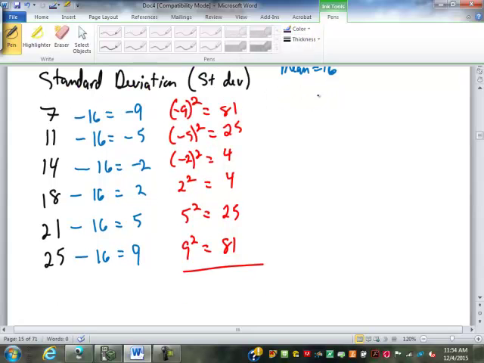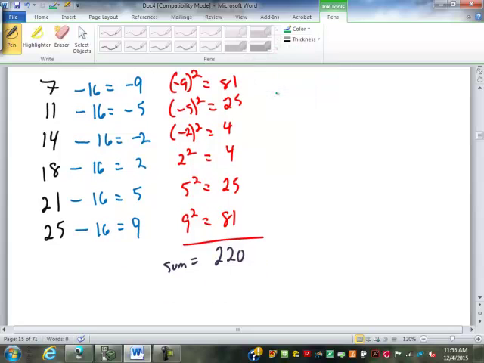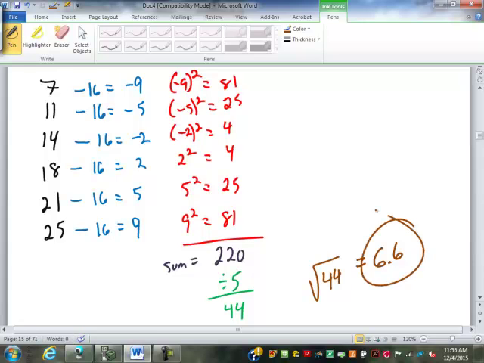Next up, add them all up. What is that, 220? So that's the sum. What are we going to divide by? N is 6, so 6 minus 1 is 5. We divide by 5, which gives us 44. And then the square root of 44 is 6.6. Any questions?